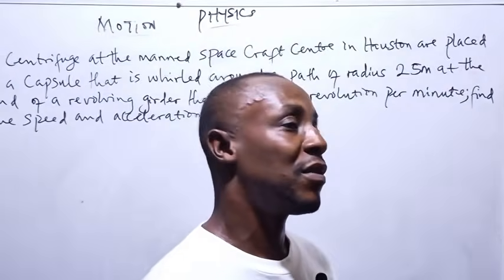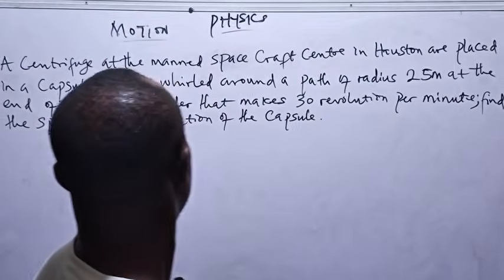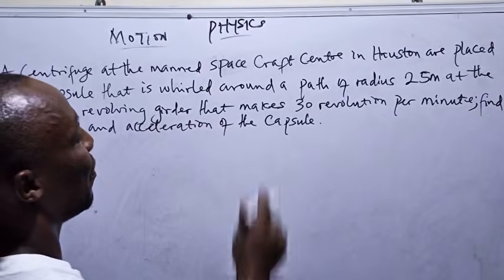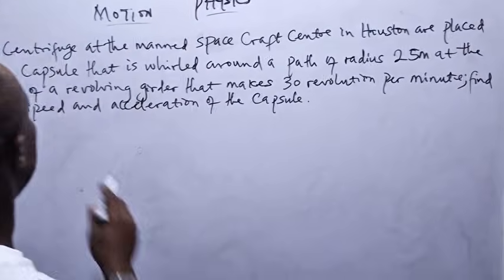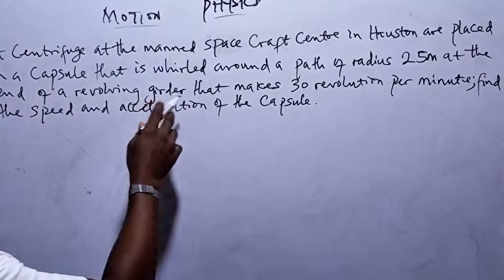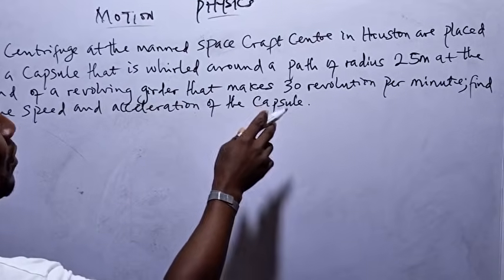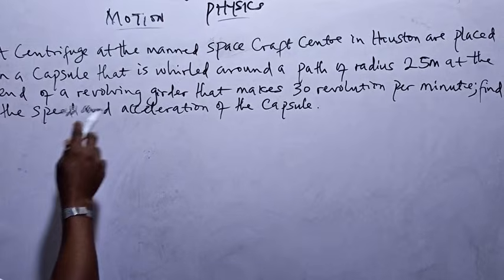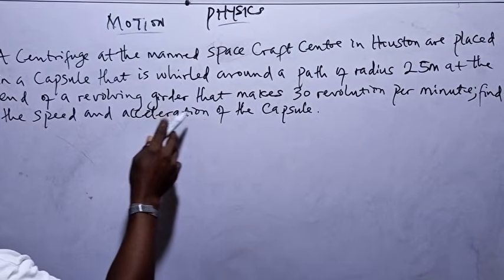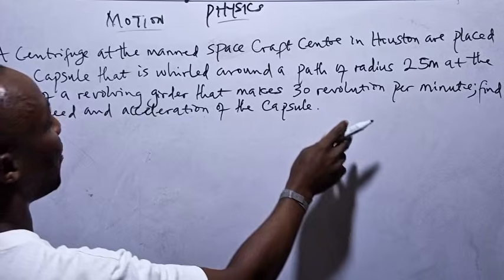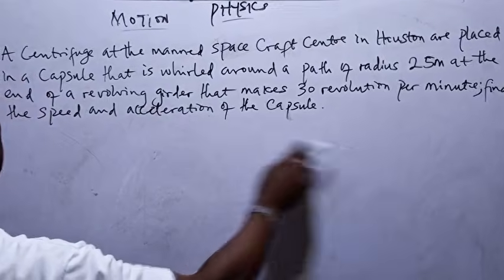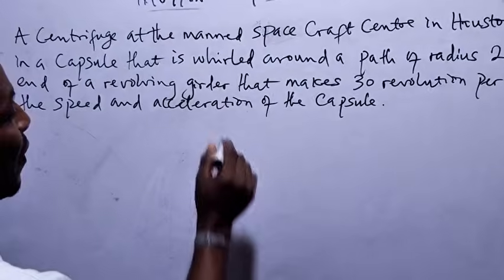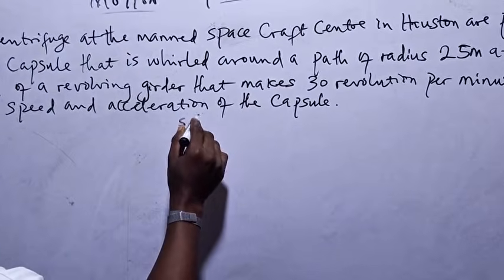Today we have a question here. It says, a centrifuge at the Manned Spacecraft Center in Houston, a capsule is whirled around a path of radius 25 meters at the end of a revolving arm that makes 30 revolutions per minute. The question is, find the speed and acceleration of the capsule. Solution.